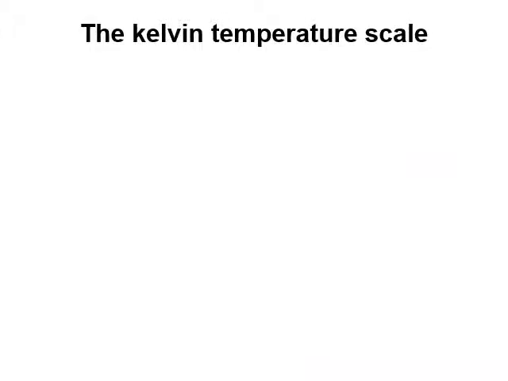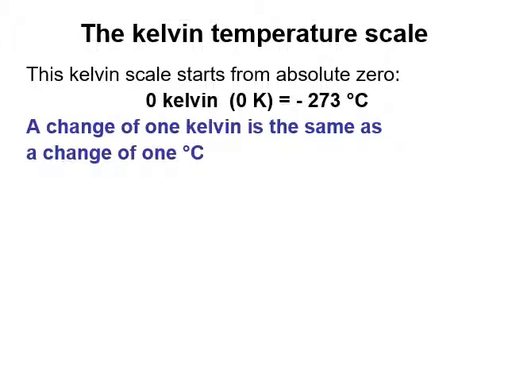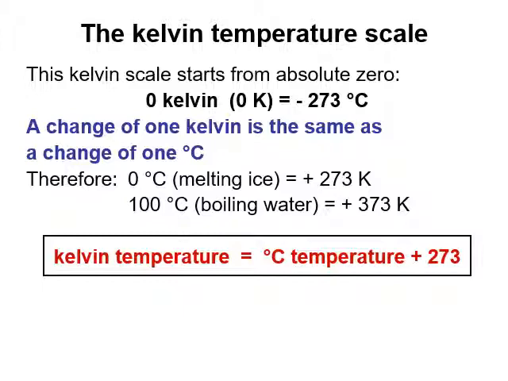So one thing you have to do is be able to move between the Kelvin and degrees Celsius temperature scale. The Kelvin scale starts from absolute zero, so 0 Kelvin, or 0 K, is minus 273 degrees Celsius. A change of 1 Kelvin is the same as a change of 1 degree Celsius. Therefore, 0 degrees Celsius, the temperature at which ice melts or forms, is plus 273 Kelvin. 100 degrees Celsius is 373 Kelvin. Therefore, Celsius temperature can be converted into Kelvin temperature by simply adding 273 to the number.